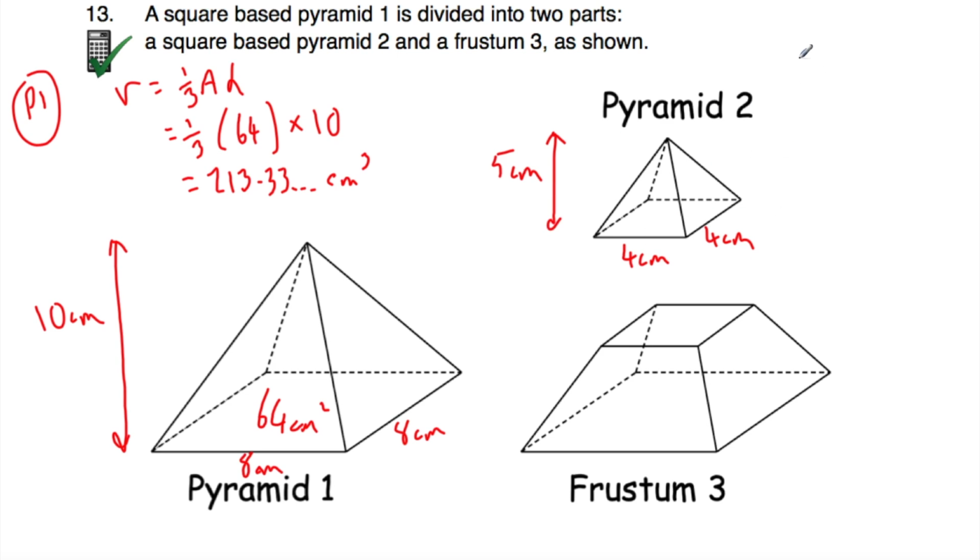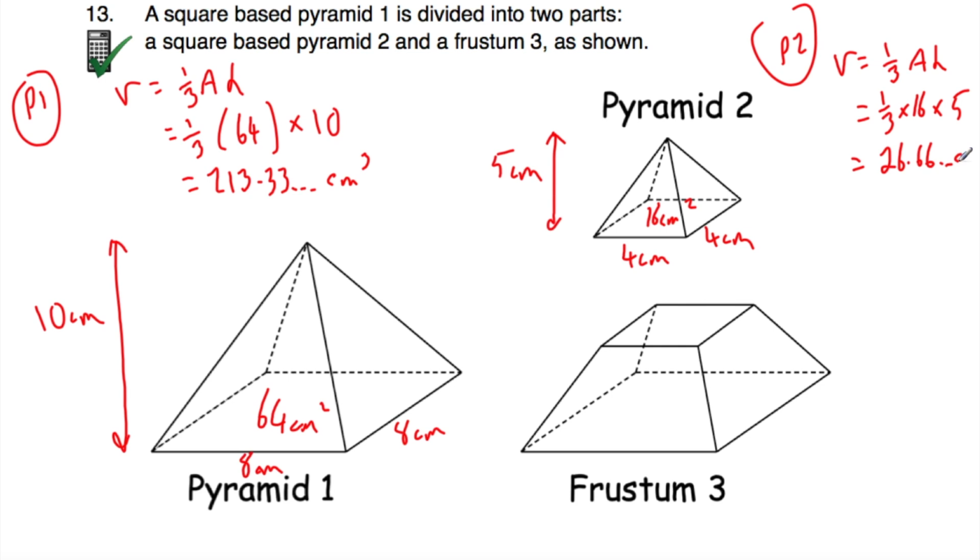Let's find the volume of this smaller pyramid, so pyramid 2 now. The volume is equal to a third, the area of the base times the height. The area of the base, 4 times 4, is 16 centimeters squared. So it's a third times 16 times the height of the pyramid, which is 5. 16 times 5 is 80, and 80 divided by 3 is equal to 26.66 and so on centimeters cubed.